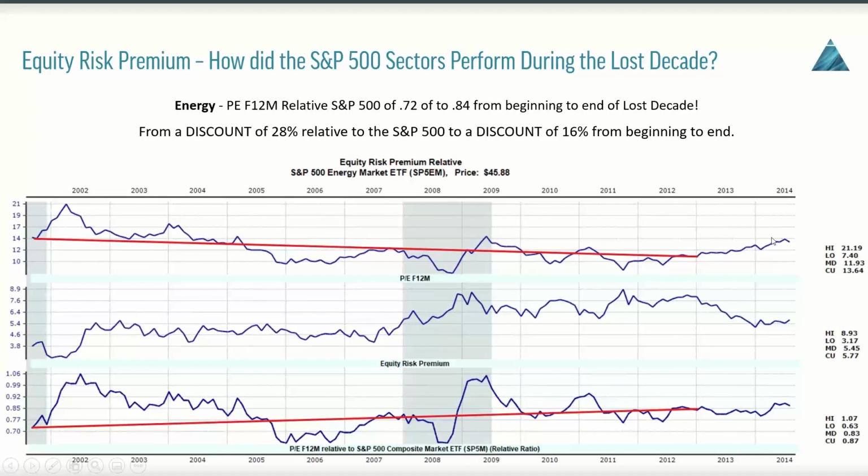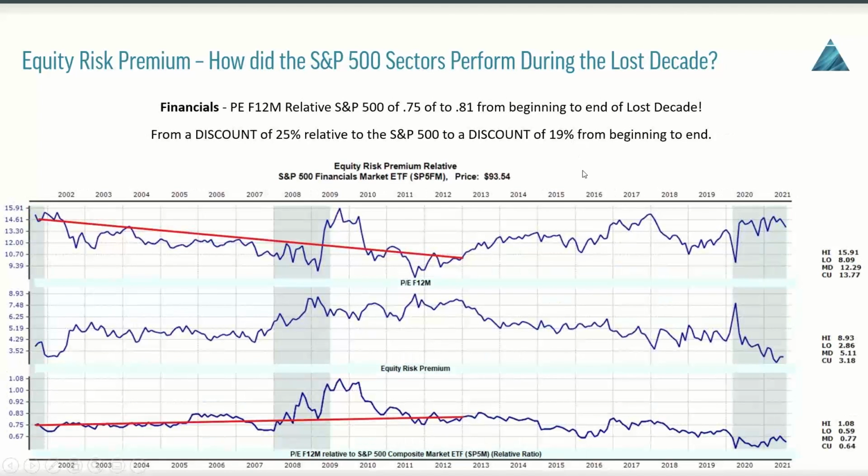Okay. Energy. We had some earnings troughs out here beyond 2015, so I actually had to trim it to keep the scalings looking proper. And you can see that PEF 12M relative to the S&P 500 went from a 0.72 to a 0.84. So at the beginning of the lost decade, energy was trading at a 28% discount relative to the S&P 500, and we moved to only a 16% discount. Okay. So financials, 0.75 to 0.81, we went from a discount of 25% relative to the S&P 500 to a discount of 19%. And again, that's from beginning to the end of the lost decade.